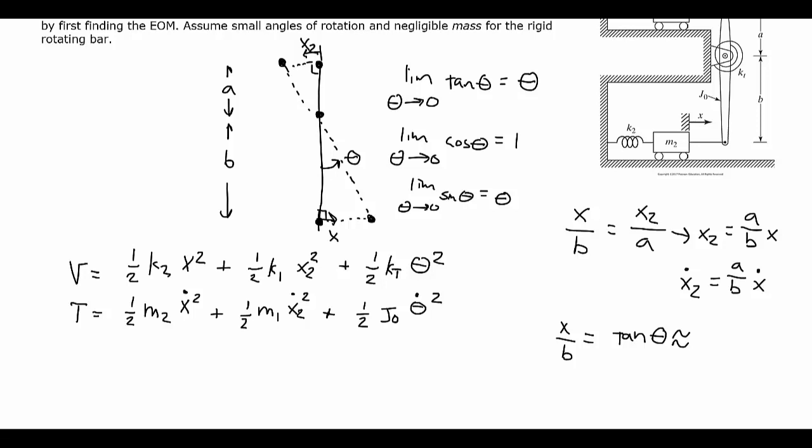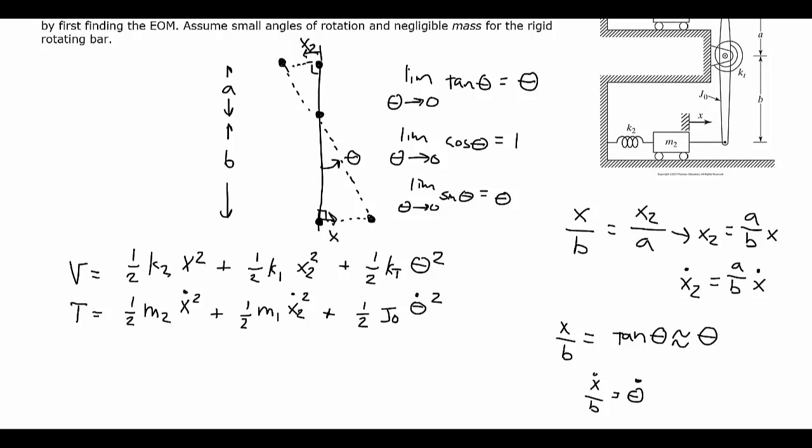Right, so small angle approximations, we can make the trig terms basically go away, and that's, again, nice here because we're going to see that now we're not going to have a trig term when we put it into our v and into our t. Right, so x over b equals theta for small angles. And again, I can differentiate both sides. So x dot over b is going to be equal to theta dot.